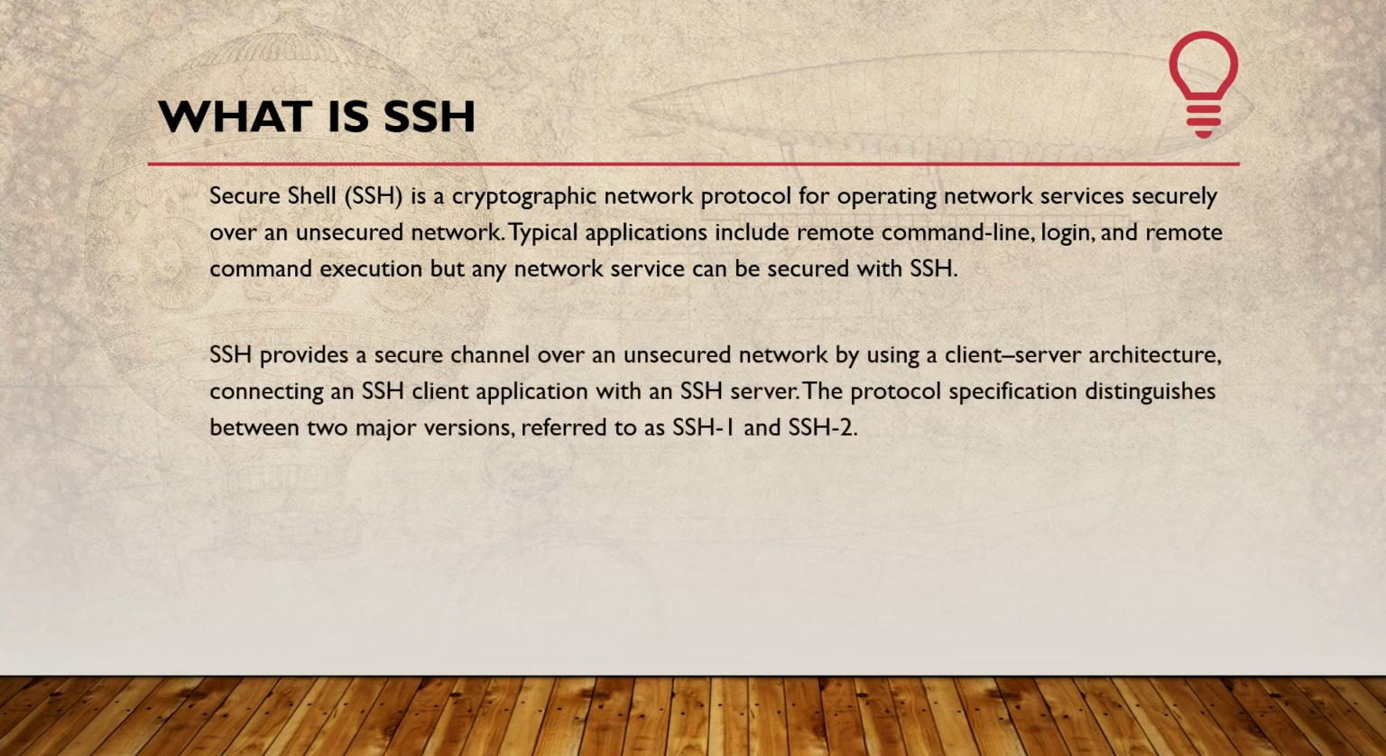SSH provides a secure channel over an unsecured network by using the client server architecture, connecting an SSH client application with an SSH server. The SSH protocol specification distinguishes between two major versions: SSH1 and SSH2. Now we are majorly using SSH2. SSH1 has moved out, with very minimal usage, but SSH version 2 is more secure.